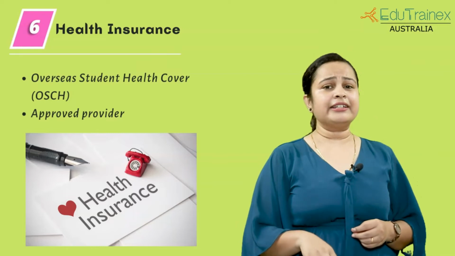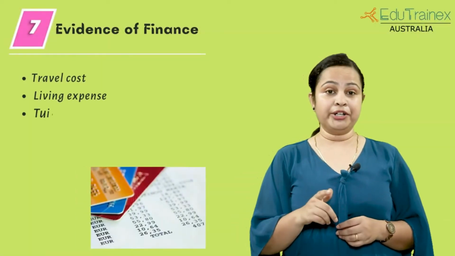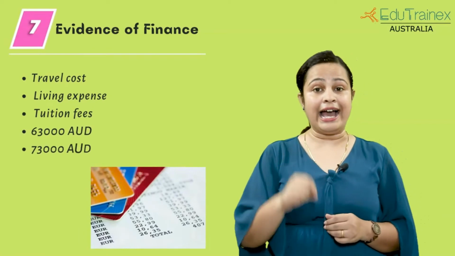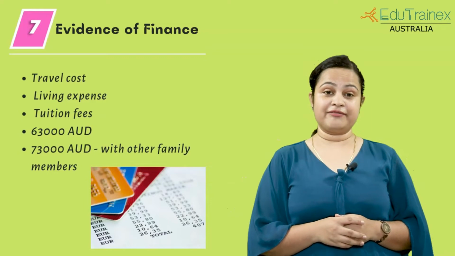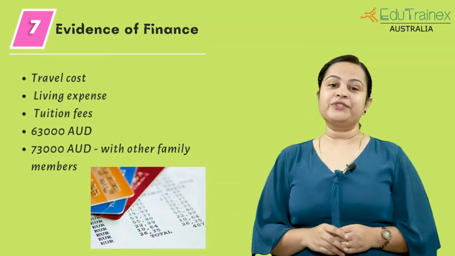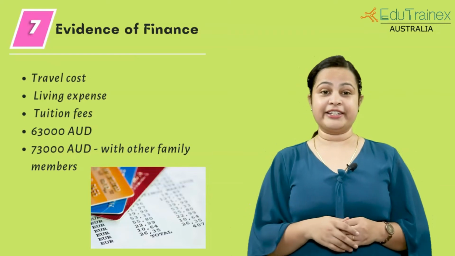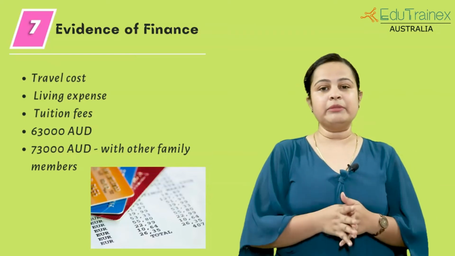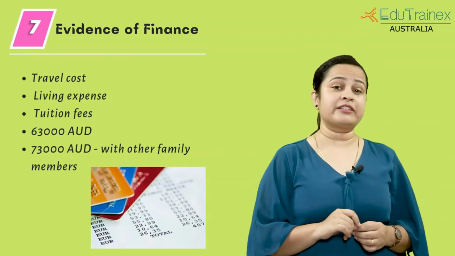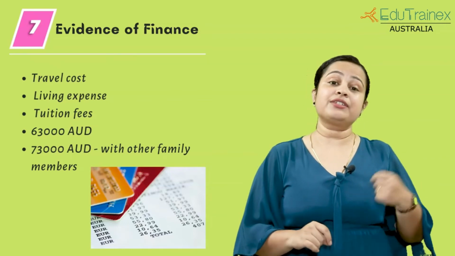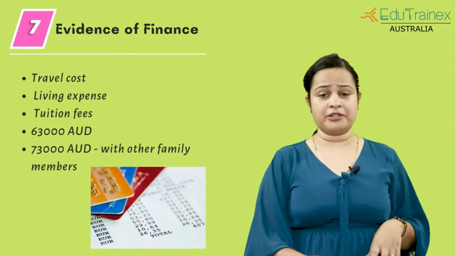It is necessary that you provide enough funds to cover your trip travel costs, 1 year of your living expenses in Australia, and your tuition fees, including funds to cover family members if any. You must provide proof that your family members will financially support you during your studies. In the case of single students, the family members must make at least around 63,000 Australian dollars per year, while in the case of students with other family members, it must be approximately $73,000.